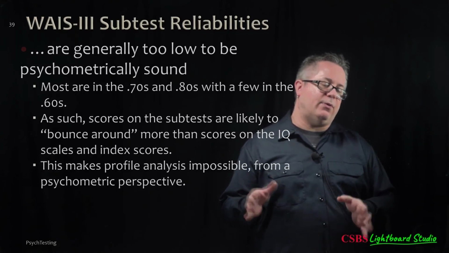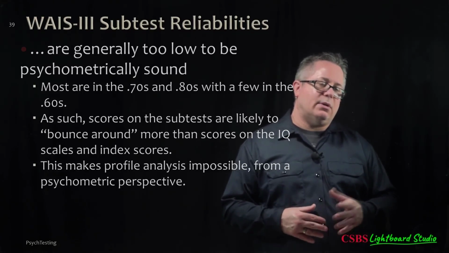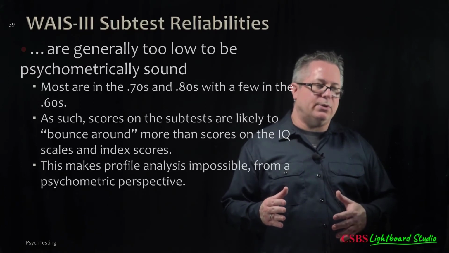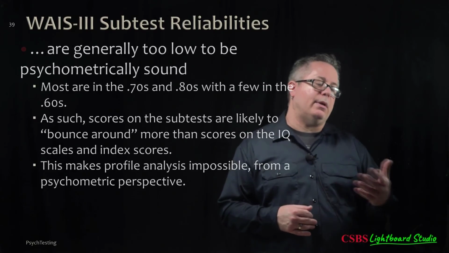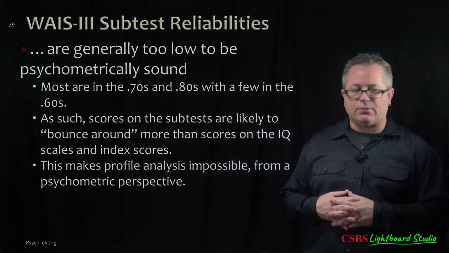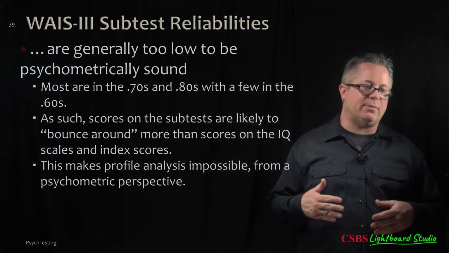As there are fewer items on just one of these subtests, if you do better or worse on just a couple of them, it's going to change your score a bit, and it's going to cause you to bounce around and be less reliable. This makes profile analysis sort of impossible from a psychometric perspective.